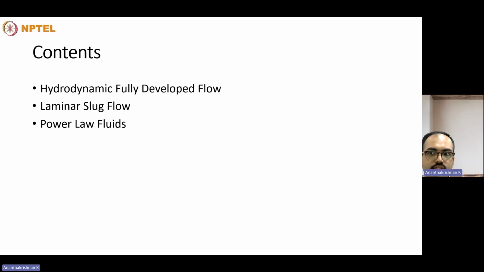In this tutorial, we'll see a few numerical problems based on hydrodynamic fully developed flow and the laminar slug flow. Slug flow is the case where the velocity will be uniform. On the other side, there can be a combination of thermally fully developed and thermally developing as well. So in the case of slug flow, we assume uniform flow on the hydrodynamic side, but it's thermally fully developed on the thermal side.